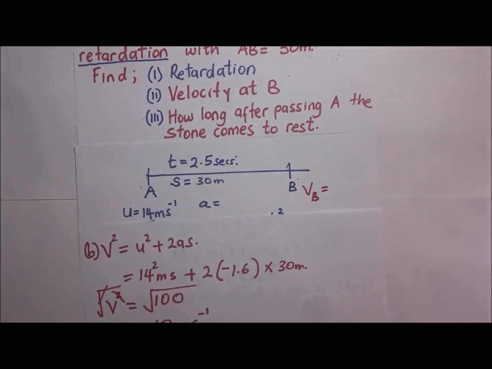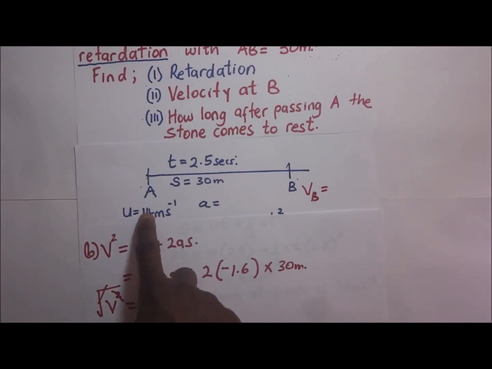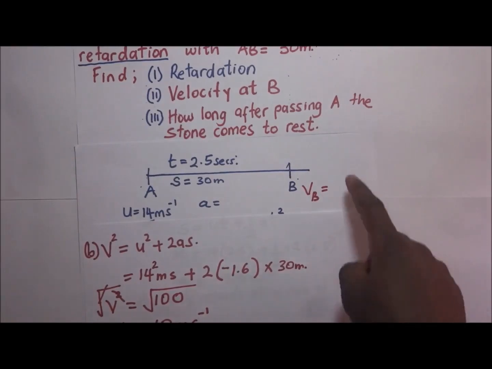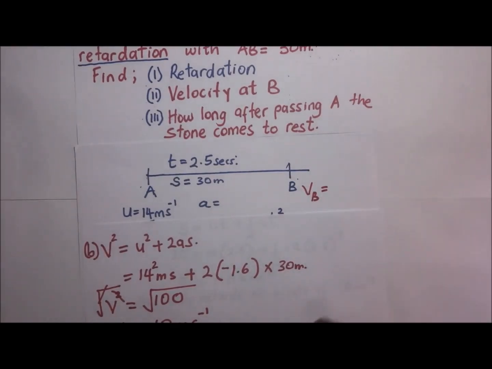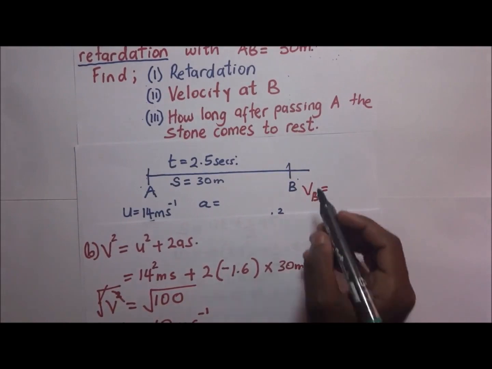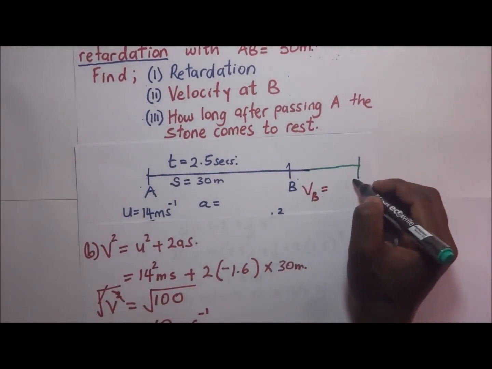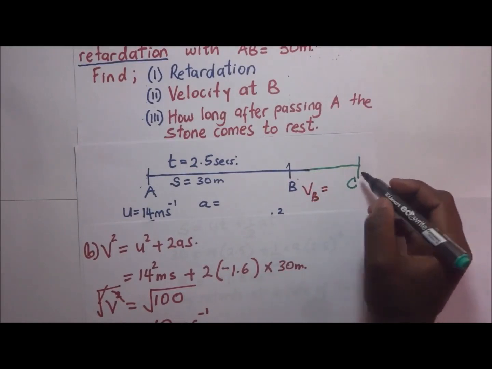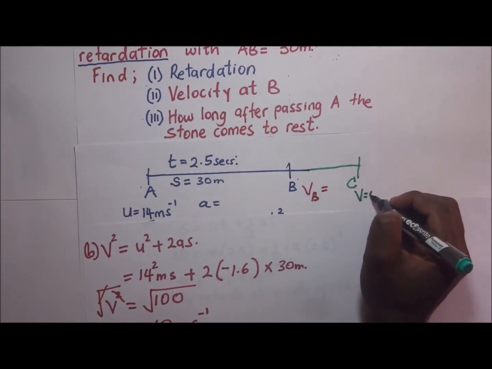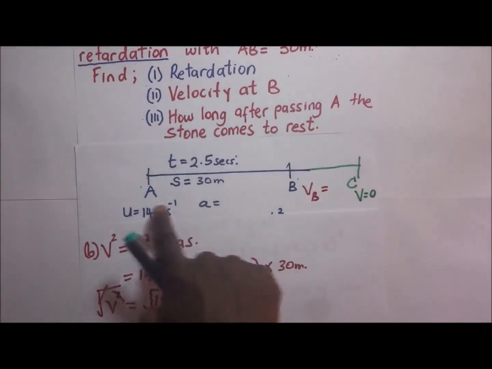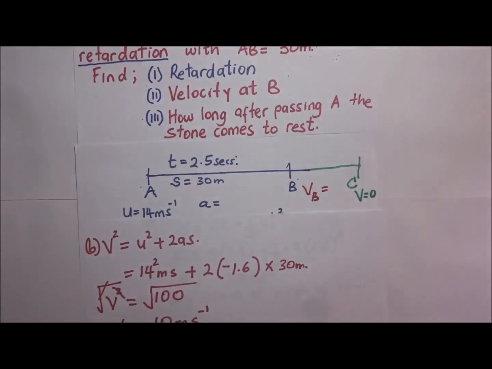So we are simply trying to find the value of time when the initial velocity is 14 and the final velocity is 0, because it is when the final velocity is 0 that the stone eventually comes to rest. So in our write-up, we are trying to find a certain point, let's call it point C, and at this point the velocity is supposed to be 0, the final velocity. So we need to find the value of time. How long after passing A does the stone come to rest? So it comes to rest when the final velocity is 0.